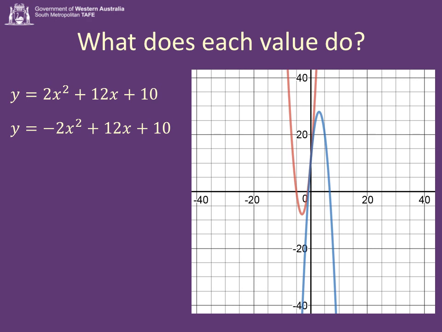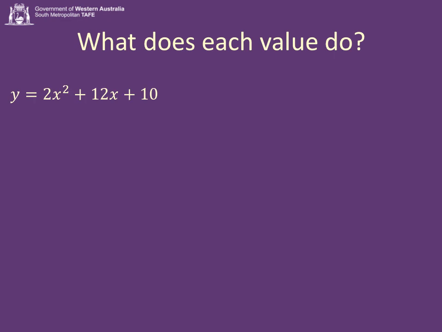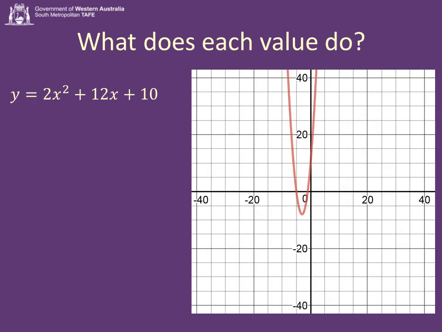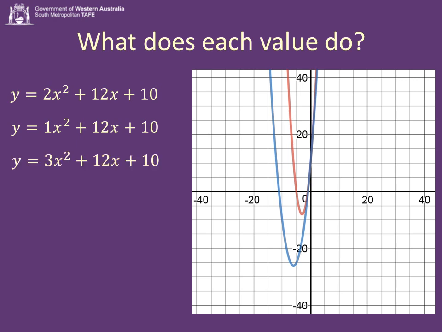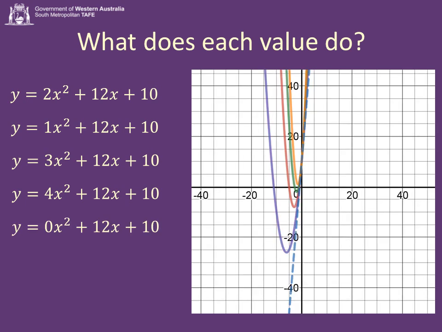What else happens? Let's change that a value. There's the y equals 2x squared plus 12x plus 10. Let's change it to 1x. Oh! Kind of looks the same, just got bigger. Let's change it to 3. Oh! Looks the same, got smaller. So it looks like the bigger we make that value, the tighter the parabola becomes. If we make it 0, it just turns into a straight line.